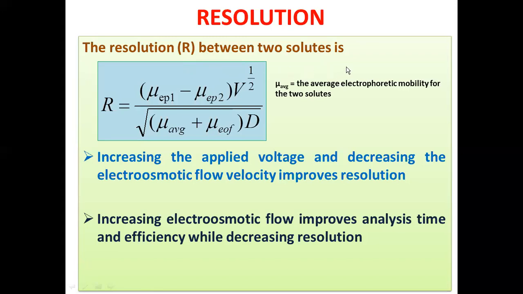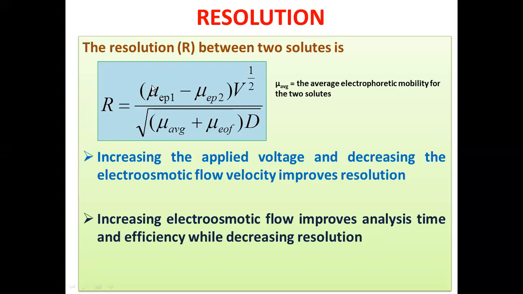Here, the resolution between two solutes can be determined by using this expression. R is equal to, where R is the resolution, (nu EP1 minus nu EP2) into V to the power of half, divided by square root of (nu average plus nu EOF) into D, where nu EP1 must be greater than nu EP2. This should be greater because the solute which is traveling with the greater velocity must be considered in order to calculate the value of nu EP1.